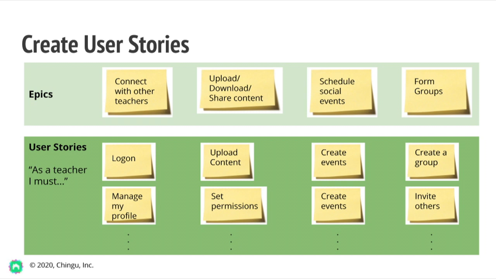In fact, user stories normally take the form of a series of sentences. As a given role, I want to take an action so that I can achieve a particular type of value. In this example, you can see the only user role that we're concerned with are teachers. But keep in mind that depending upon what your app is doing, you may have different types of user roles that it needs to support.